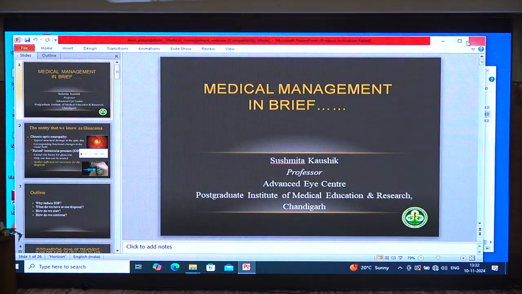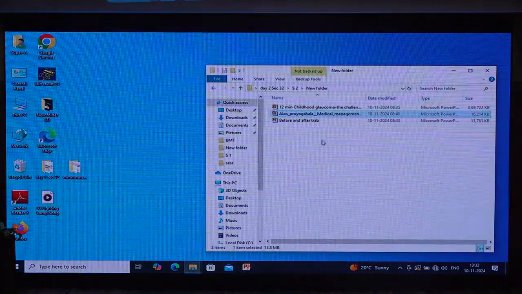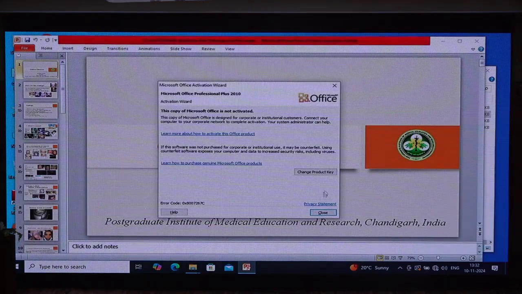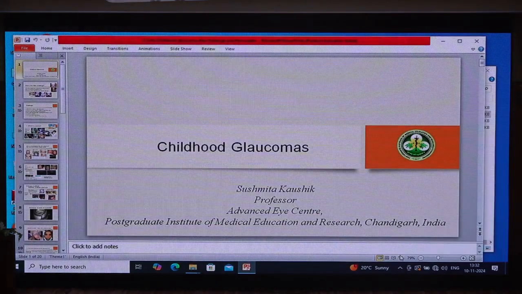Right, and I told Dr. Suresh I have to give them an overview of the babies. Don't go back thinking that childhood glaucoma is rare.